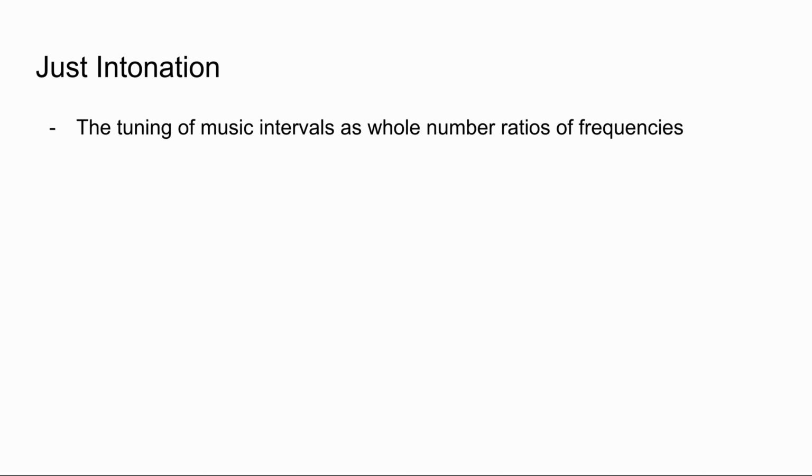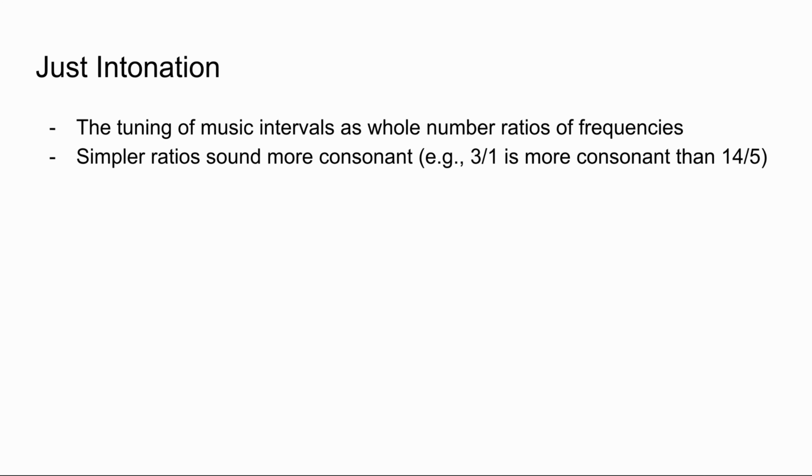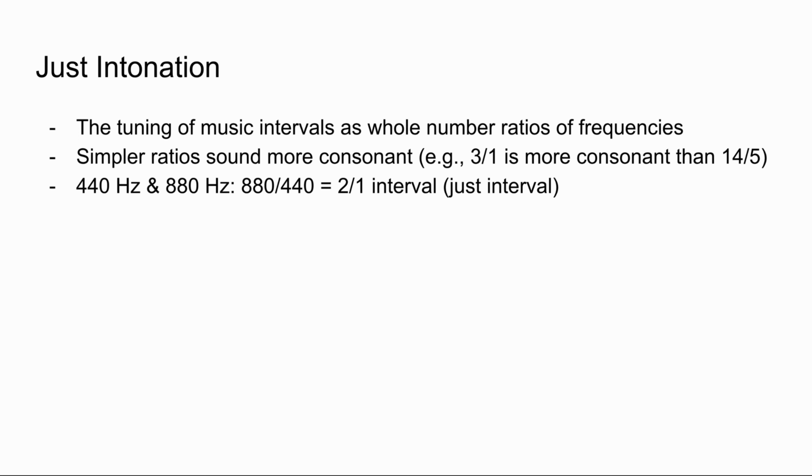Just intonation, or JI for short, is the tuning of musical intervals as whole number ratios of frequencies. Intervals with simpler ratios will sound more consonant. For example, if we take two notes with frequencies of 440 Hz and 880 Hz, these two notes have a frequency ratio of 2 to 1, since the higher note is exactly twice the frequency of the lower note. Let's listen to these notes.